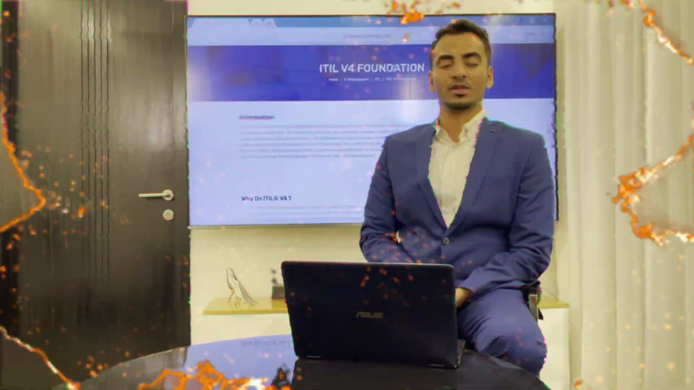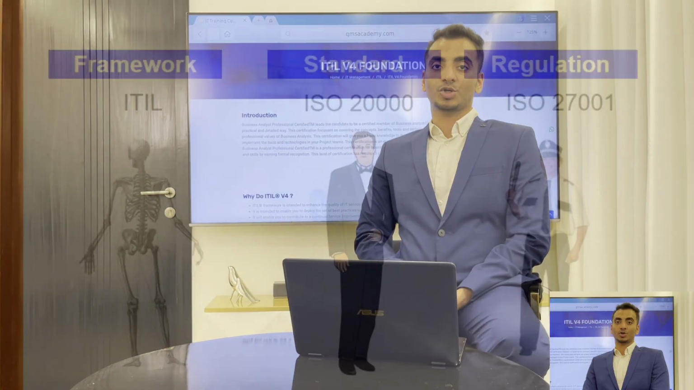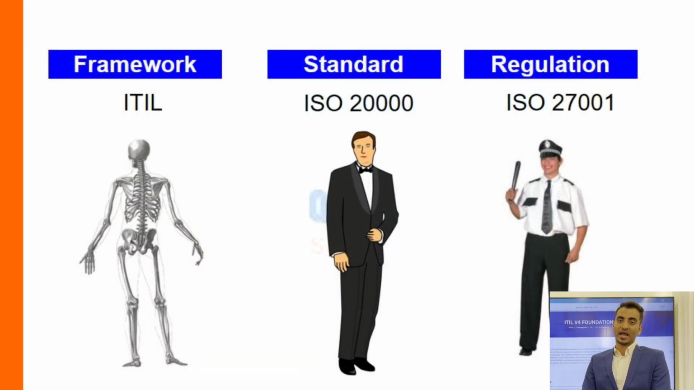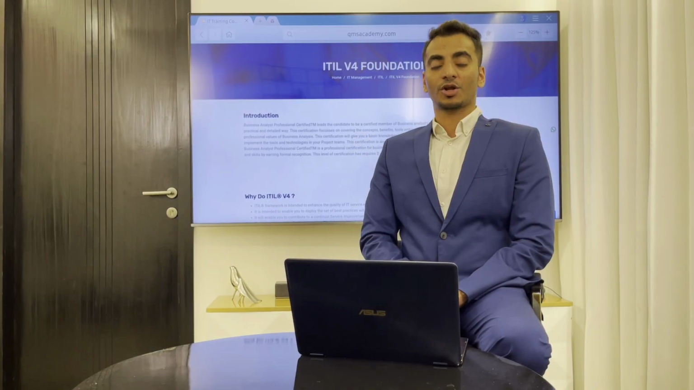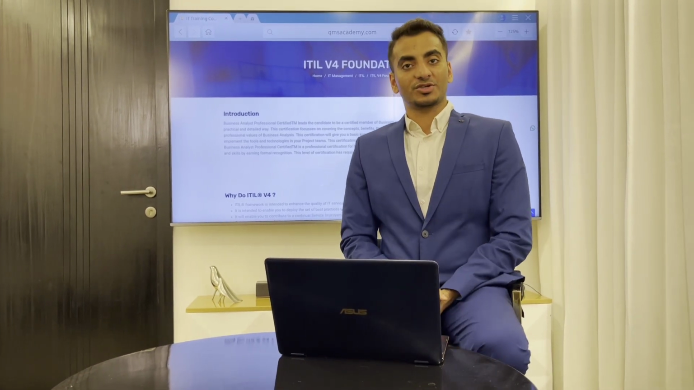So we all know ITIL is a framework which is based on ISO 20000, which is a standard, and there are certain other regulations like ISO 27000 and COBIT, which are all based on ITIL. ITIL is a heartline for the IT industry.